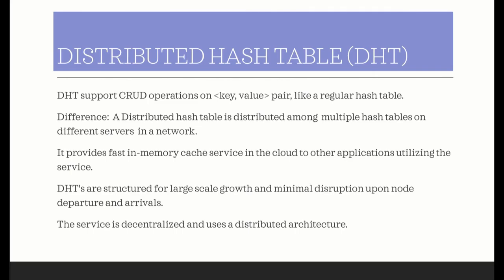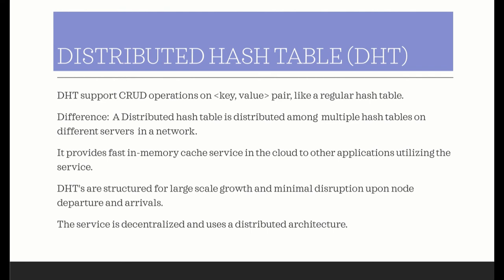A distributed hash table is similar to a regular hash table. It can create, search, update, and delete key value pairs in a hash table. The difference is that in a distributed hash table, the key value pairs are distributed among multiple hash tables on different servers, known as nodes in a network.